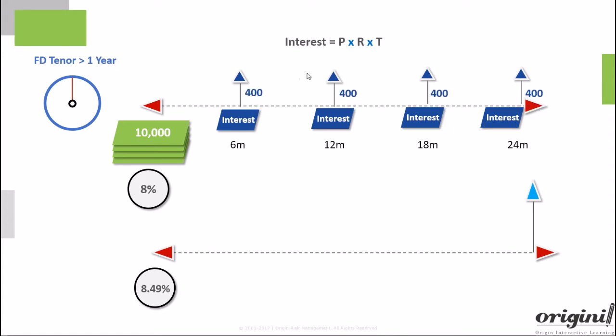This is calculated using the formula PRT, where P is 10,000, R is 8 upon 100 or 0.08, and T is 0.5 year. We are making a slightly simplifying assumption that period of 6 months is exactly half a year. Thus, we receive total interest of 1,600 rupees over a period of 2 years.